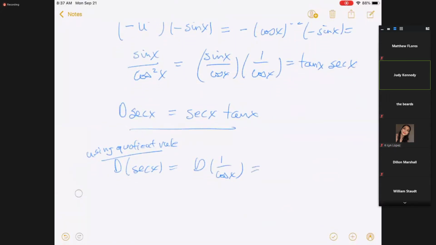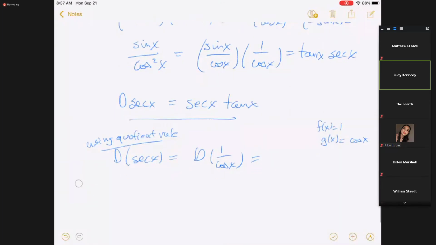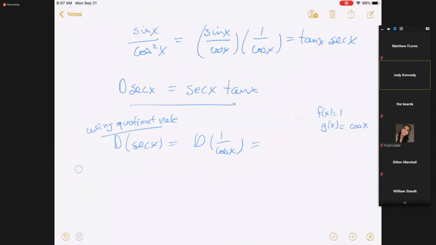So my numerator is the constant function 1, and my denominator function is the cosine function. And the quotient rule then says that, okay, I'll put in the x's.